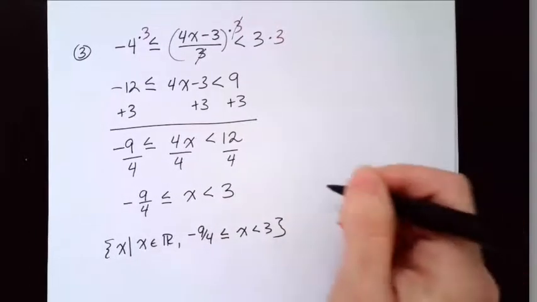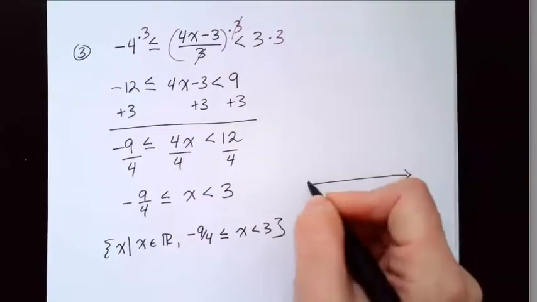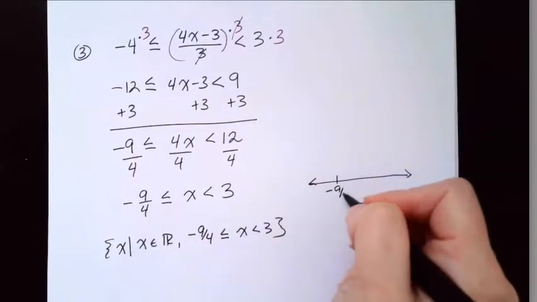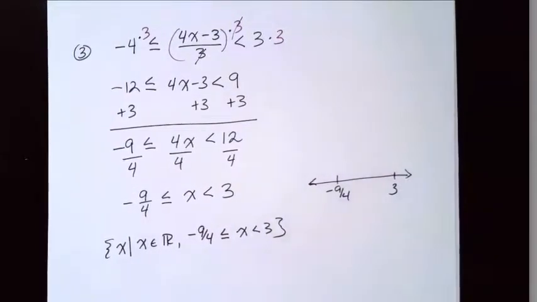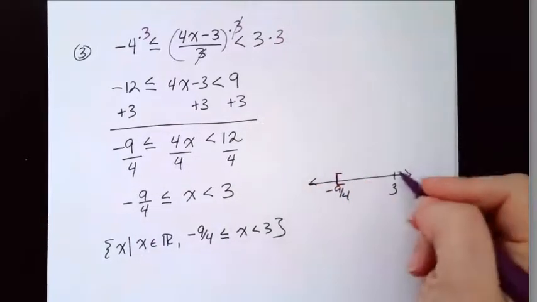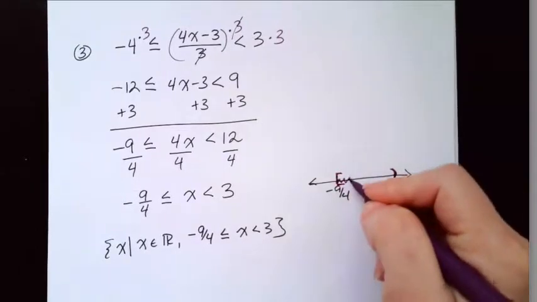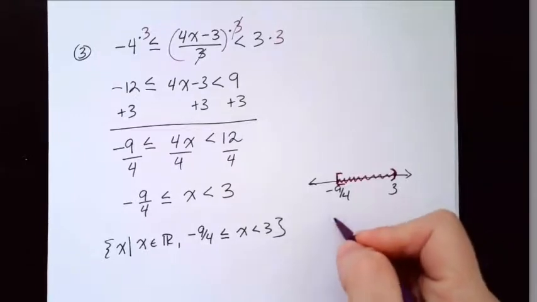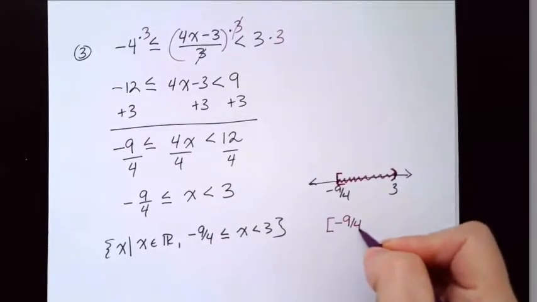To get a picture of what this looks like, -9/4 is smaller, it goes on the left. I'm shading in between. I only know that because the overlap is done already, and it is not always in between, it's where the two shadings meet. -9/4 is included, so I have a bracket here. 3 is not included, so parentheses, shading everything in the middle, and my interval would be bracket -9/4, comma 3 parentheses.